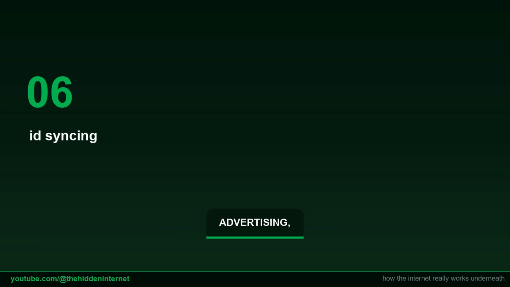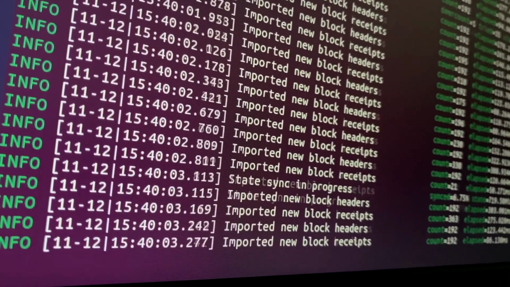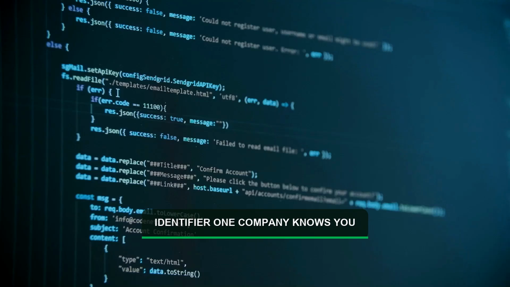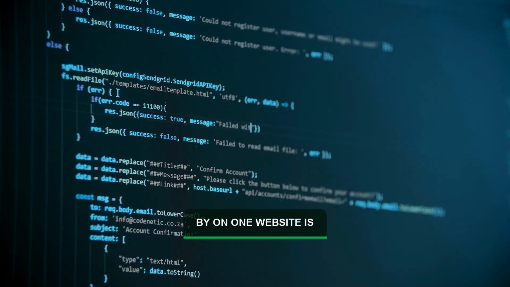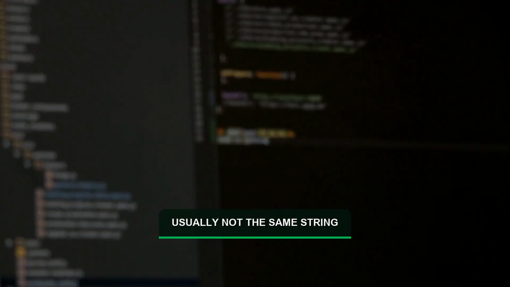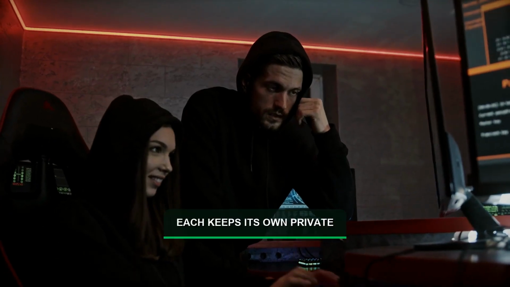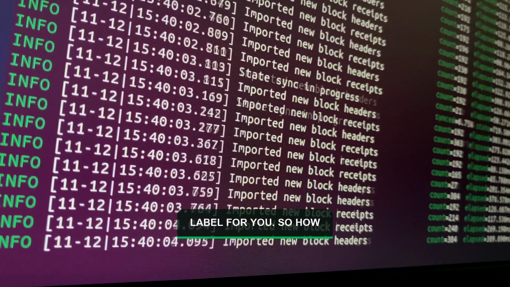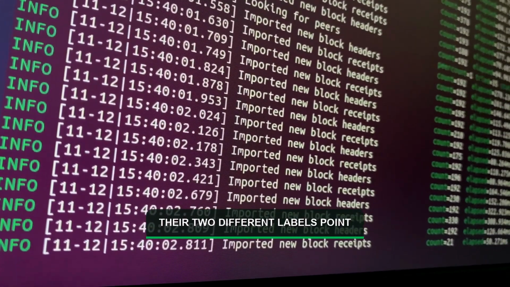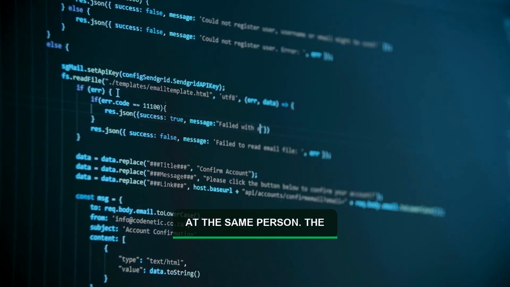But this raises a real puzzle, and solving it explains the single most familiar experience anyone has with online advertising. The eerie sense that an ad is following you around. The puzzle is this. The identifier one company knows you by on one website is usually not the same string another company knows you by somewhere else. Each keeps its own private label for you. So how do they ever agree that their two different labels point at the same person?